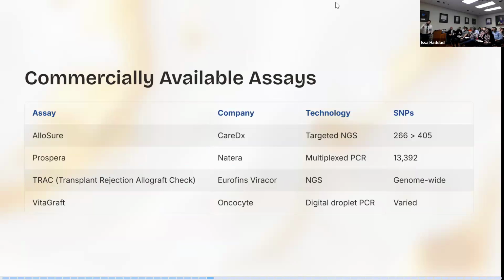So the assays that are covered in this talk are AlloSure, Prospera, TRAC, and VitaGraft. AlloSure is related to the company CareDx, and they use a technology called targeted NGS. They initially started looking at 266 SNPs, but then they increased it to 405. However, Prospera, from the related company Natera, uses a different technology called multiplexed PCR, and they look at almost 13,400 SNPs. Those are the two most common in the United States. There are others, TRAC, which stands for transplant rejection allograft check, and VitaGraft, that also use different techniques, including next generation sequencing and digital droplet PCR.